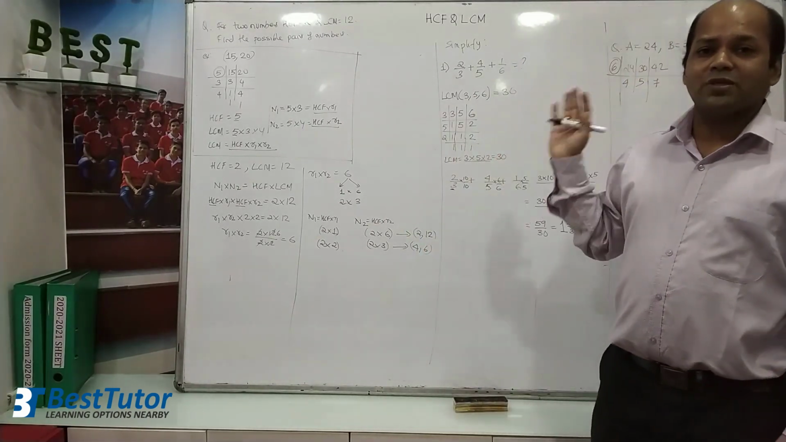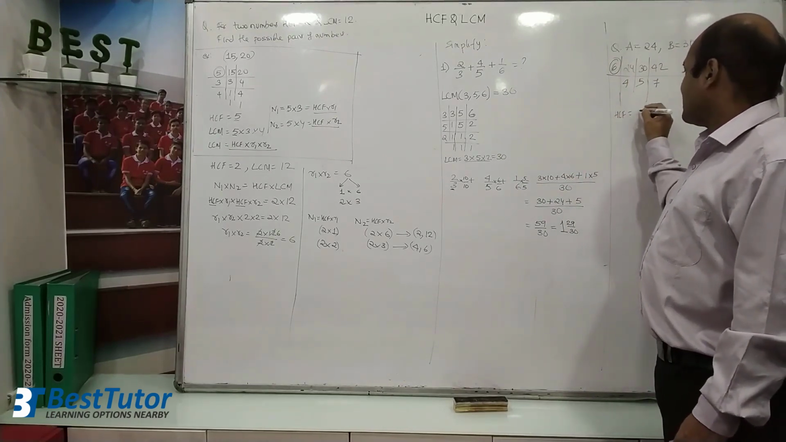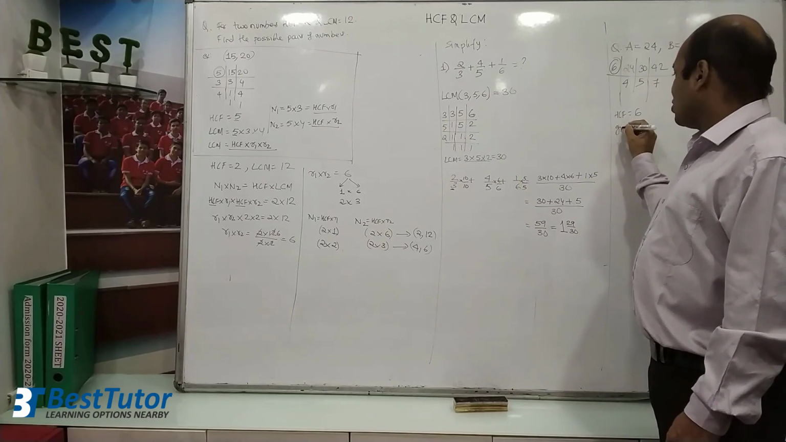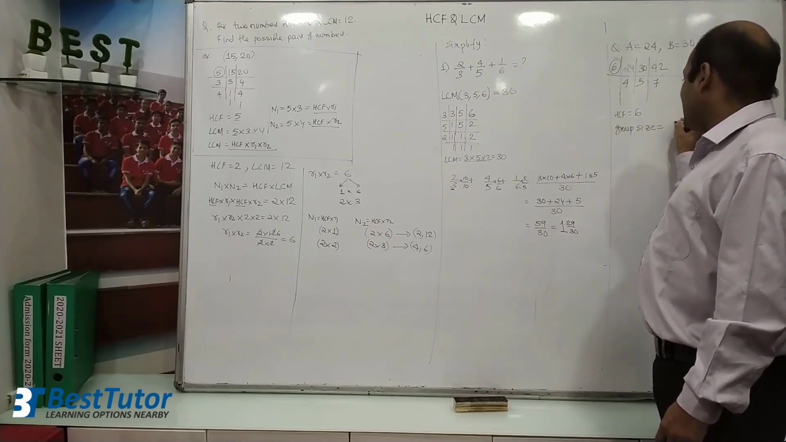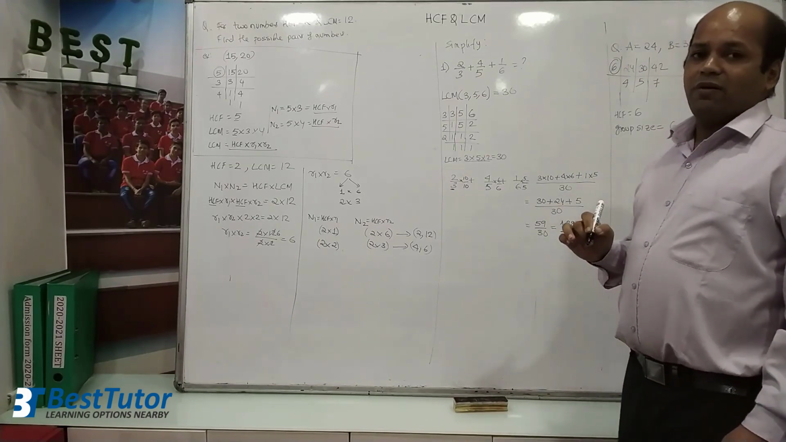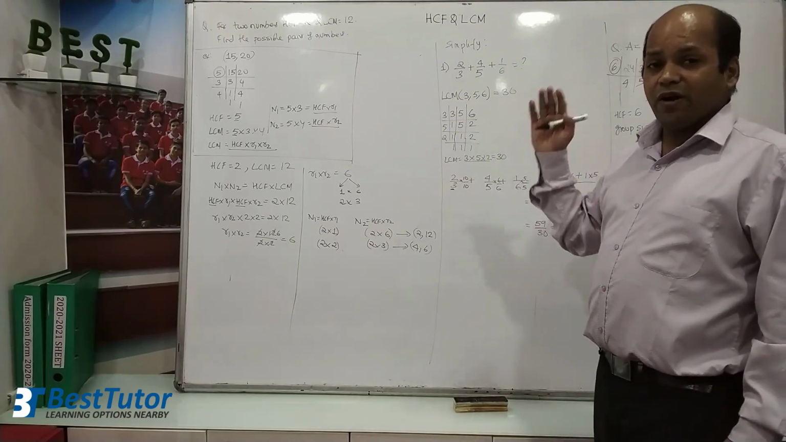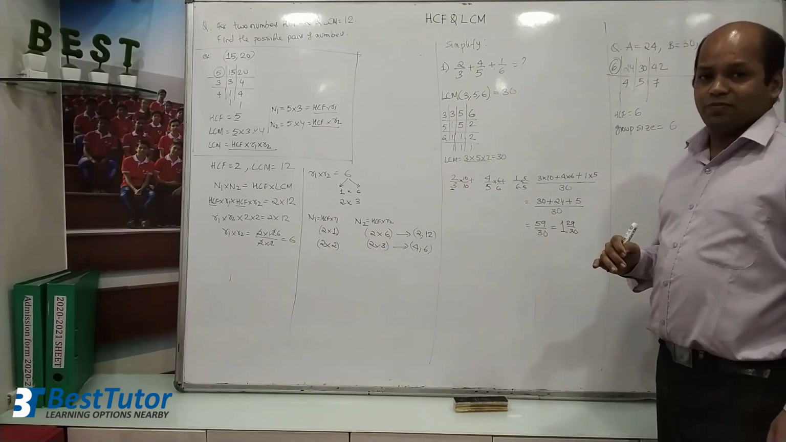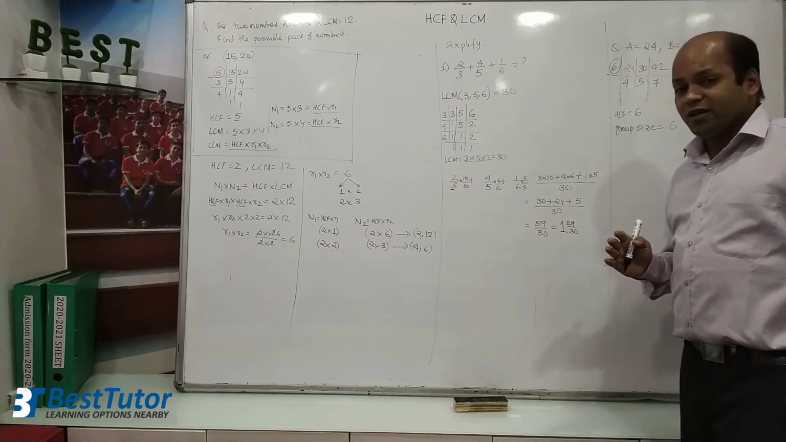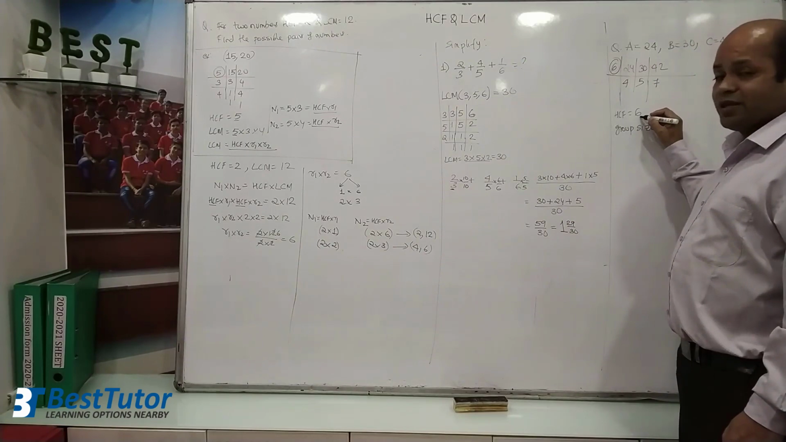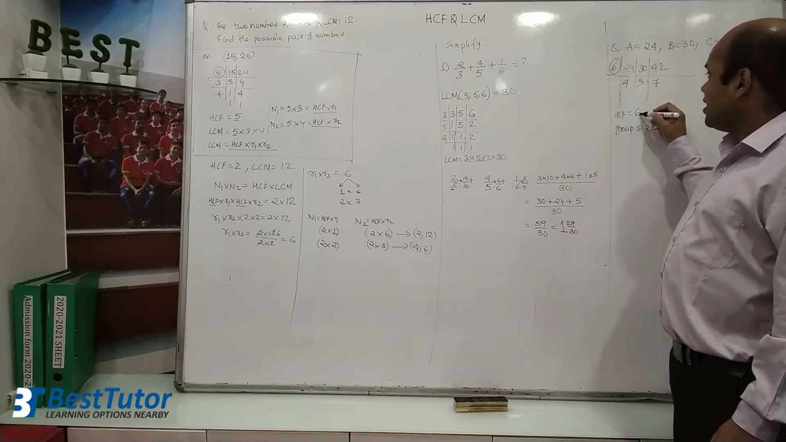Highest possible group size, that is 6. So HCF is 6. So I'll write: the highest possible common group size will be 6. Now, I ask you the next question: the number of teachers required as representatives for each group. How many groups are there? We know a group is of 6. But here, 24. How many groups of 6 are there?